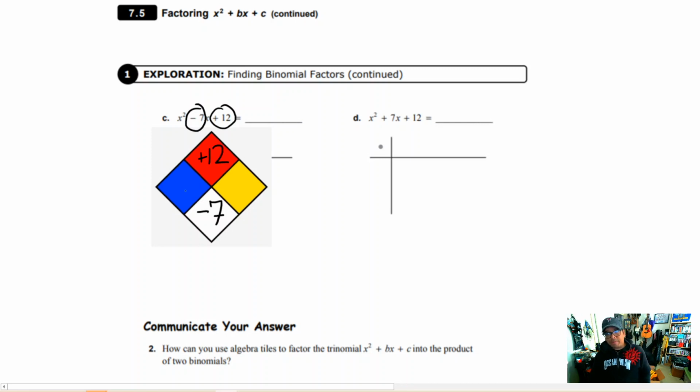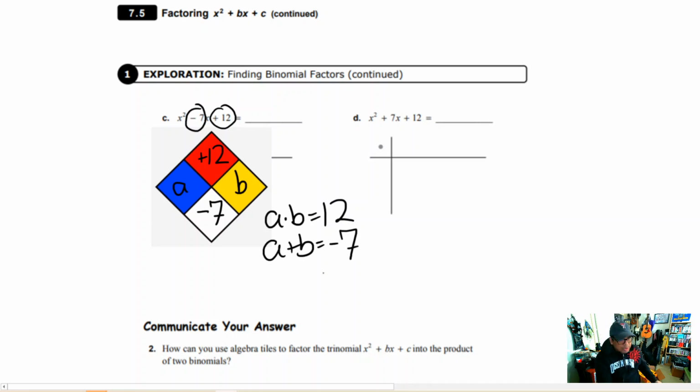And our job is to figure out there are two numbers here, a and b. And a times b is equal to 12, and a plus b is equal to negative 7. And once we figure out those two numbers, we've solved the diamond.